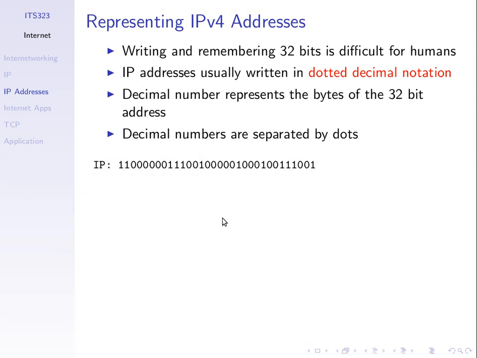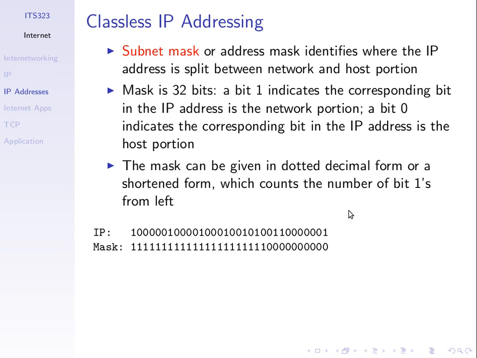Let's look at this concept of the host and network portion, this idea of classless addressing. So, when we have an IP address, of those 32 bits, some of them represent the network that this device is attached to, and the remaining bits identify this device in that network. And so really we need to split those 32 bits up into two parts, two portions. There are different ways of how to split. It's not fixed. There's no just one location to split. What we use in classless IP addressing is a subnet mask, sometimes called an address mask or just a mask.